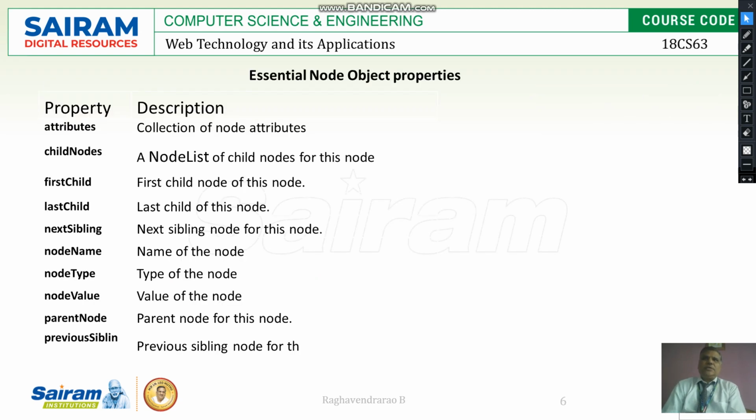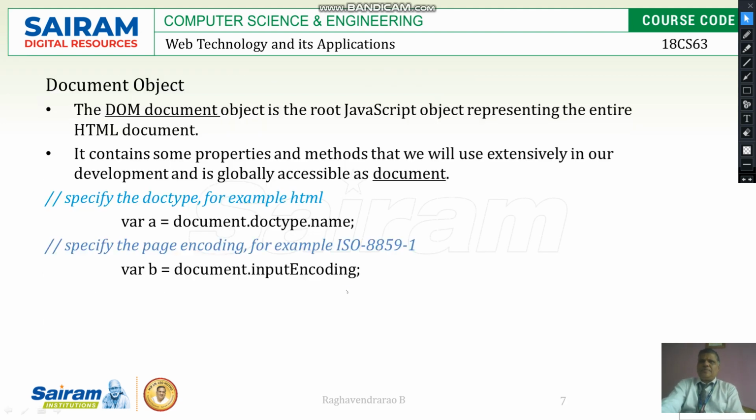Then there are so many essential node objects with properties. So attributes are there, child nodes are there, then first child, last child. So you can trace it. For tracing all these things it is possible. You can create first child, last child, next sibling, node name, node type, node value, parent node, previous sibling. So for tracing it is possible, and for creating it is also possible.